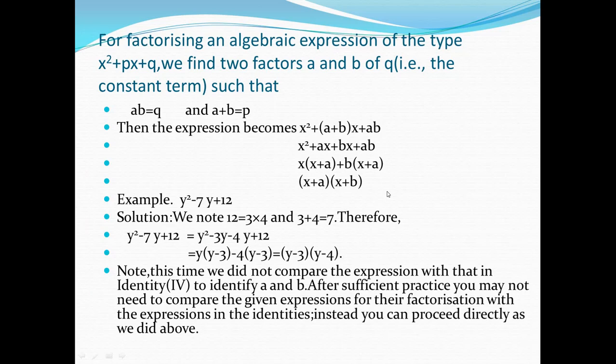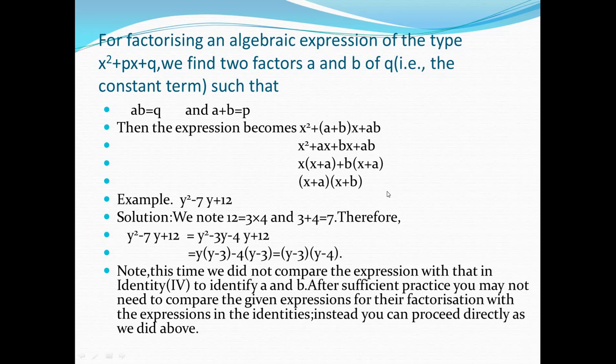You can understand this concept using this example: y square minus 7y plus 12. The solution is, we note 12 is the product of 3 into 4 and 7 is the sum of 3 plus 4. So they are in the form of identity number 4. So y square minus 7y plus 12 can be written as y square minus 3y minus 4y plus 12. In the next step, we can rewrite it as y multiplied by (y minus 3) minus 4 multiplied by (y minus 3). Look at the first two terms, y square minus 3y, the common factor is y.